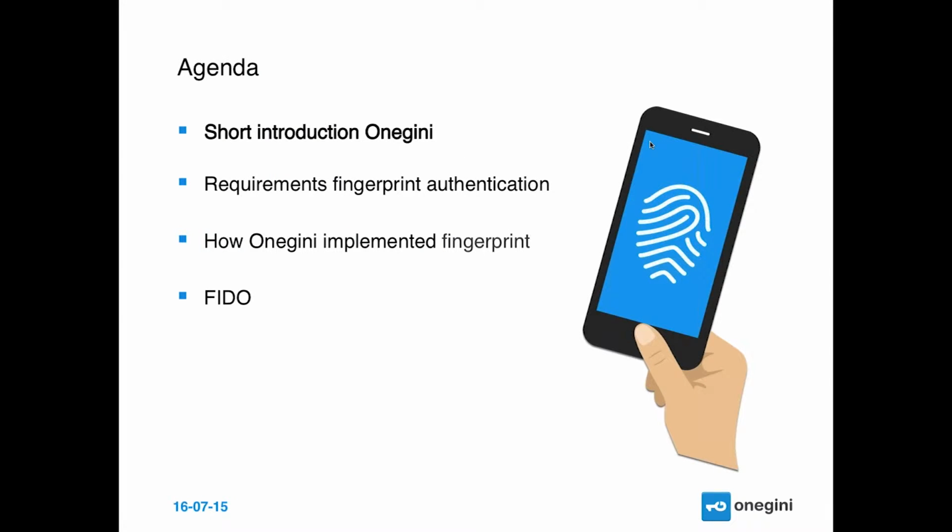So what we will do today is have a brief introduction about Onegini for the ones who don't know us yet. We focus on what kind of requirements you have when implementing fingerprint authentication, and Stein will dig in much deeper on how to implement it, what kind of measures you would take to implement fingerprint on the device, and also how you get control on the fingerprint when it is being used. And we will touch on FIDO briefly to give you an idea of what they are doing and how this can help in the future for supporting fingerprints on multiple devices.